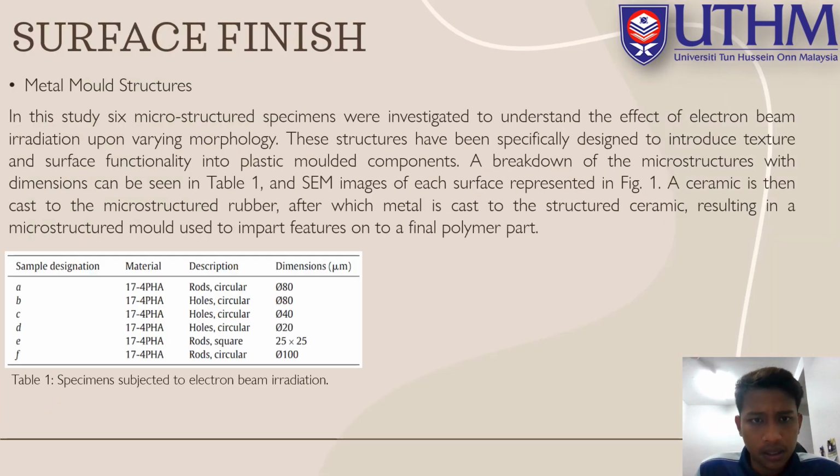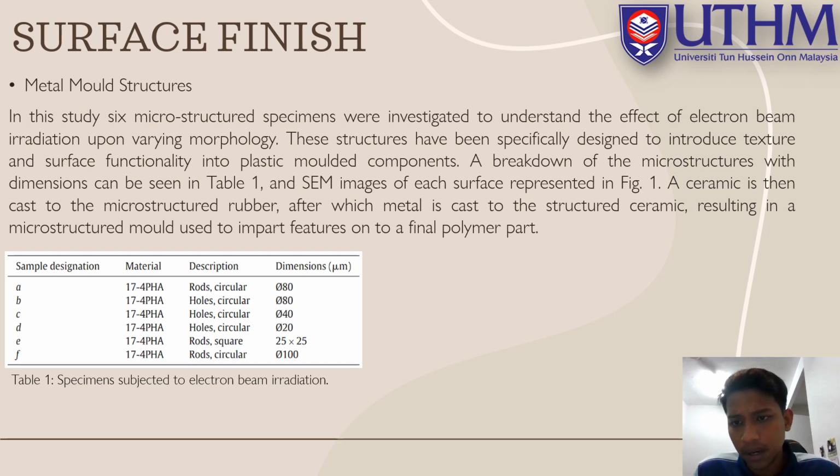This is where we move to surface finish. The first point will be metal mold structures. In these studies, six microstructure experiments were investigated to understand the effect of electron beam irradiation upon surface morphology. These structures have been specifically designed to introduce texture and surface functionality into plastic molding components.